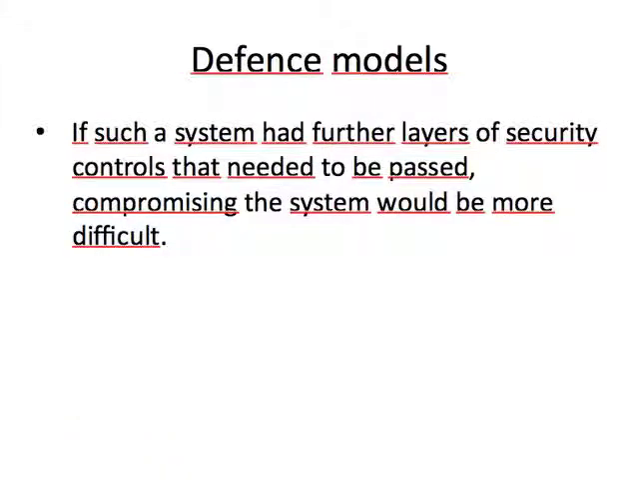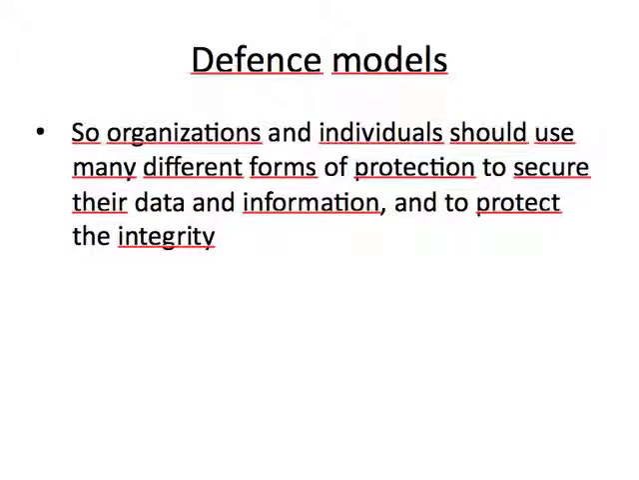So basically, if such a system had other layers of security controls that needed to be passed, compromising the system would be more difficult. You have probably all seen these movies where you have to either put your hand in some sensor or show your eyeball to the system, so that there are different levels of security that you need to pass before you gain access inside.